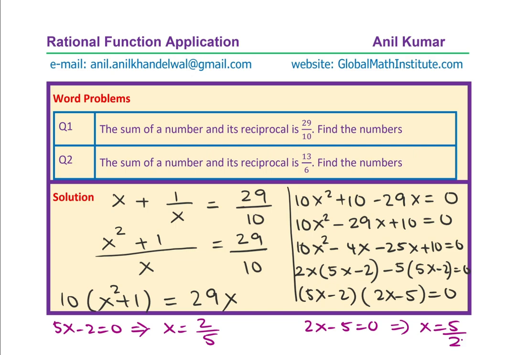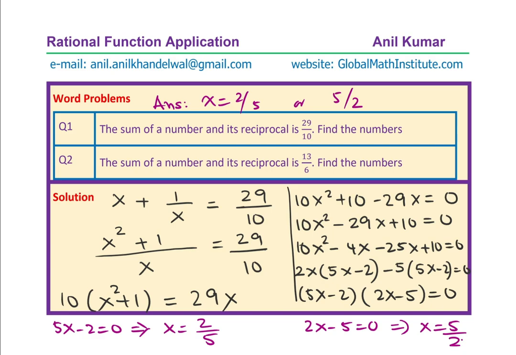And there you have the answer. So we have the answer for the very first one. And the answer here is either x is equal to 2 over 5 or it is 5 over 2. Clear? Simple as that. See, that is how you are going to solve this particular question.